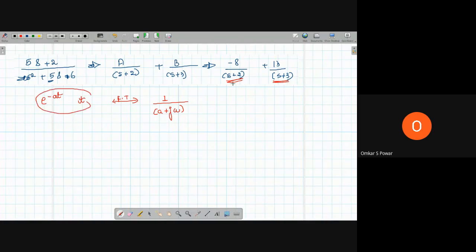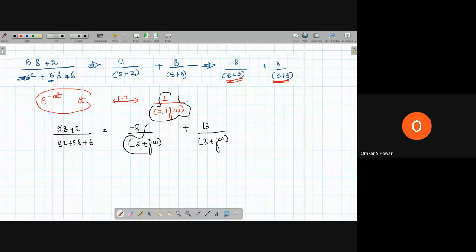So how can I write that? Now see, we have 5s plus 2 divided by s square plus 5s plus 6 is equal to minus 8 divided by 2 plus j omega, plus 13 divided by 3 plus j omega. Again I will replace s by j omega so that it will not confuse you. Again I did the reverse thing: s is equal to j omega I have put here. Now observe this one. 1 divided by a plus j omega. So this is also in the form of 1 divided by a plus j omega.